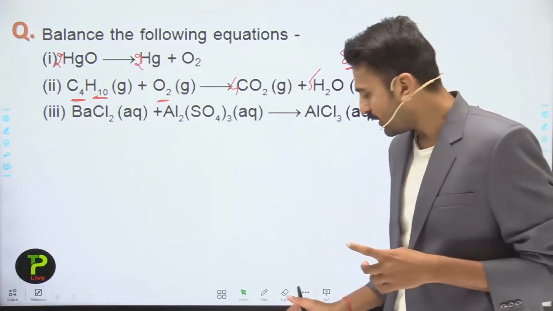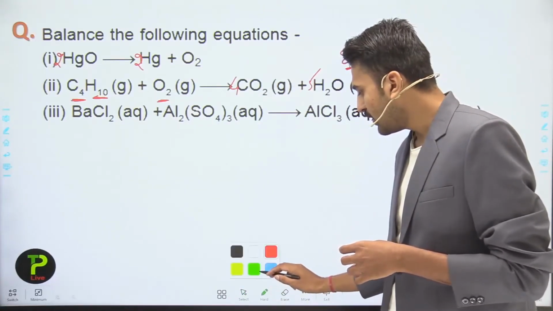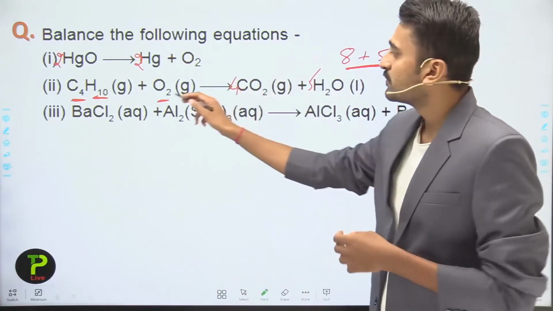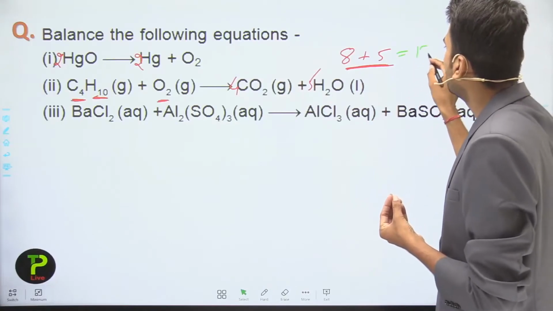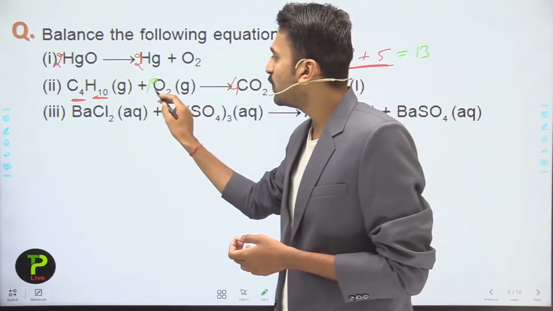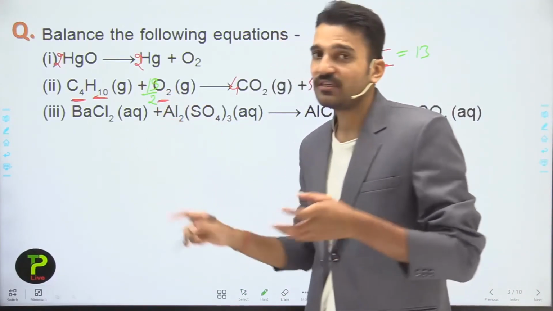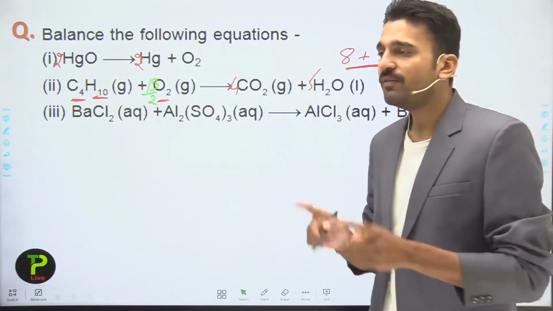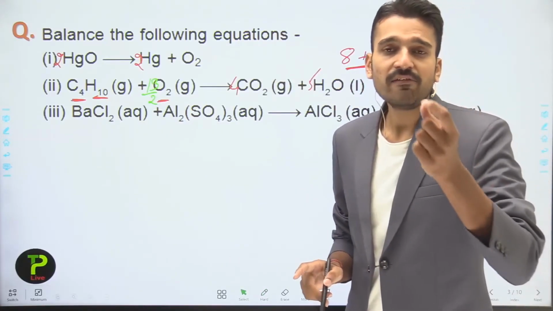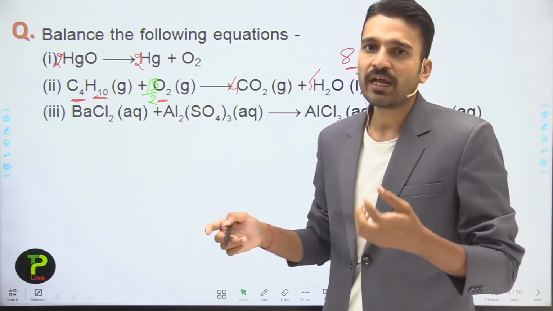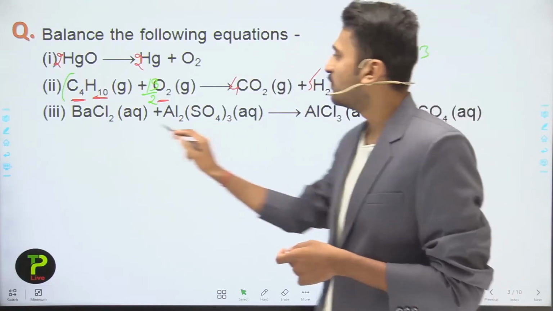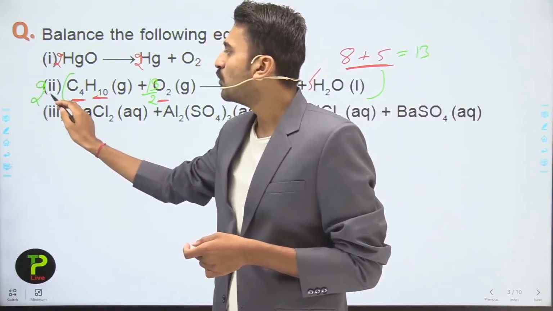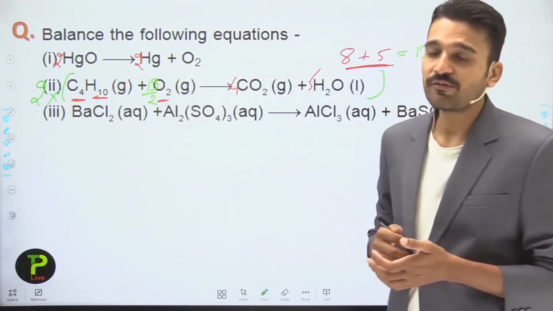So first of all, I have to multiply it and make the number of atoms equal. So I am multiplying this particular one with 13 by 2 to make the number of oxygen atoms equal. But remember, we cannot multiply any reactant with a fraction. So to cancel this fraction, I have to multiply this whole equation with a factor of 2. On multiplying this whole equation by the factor of 2, we get what?